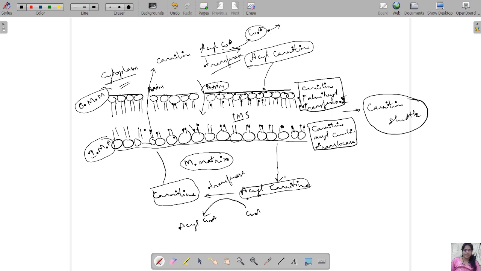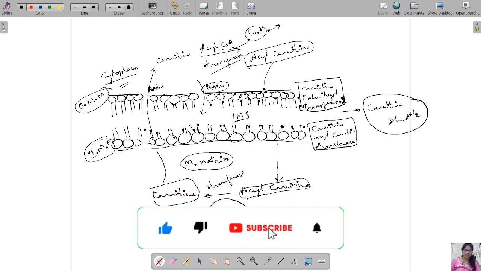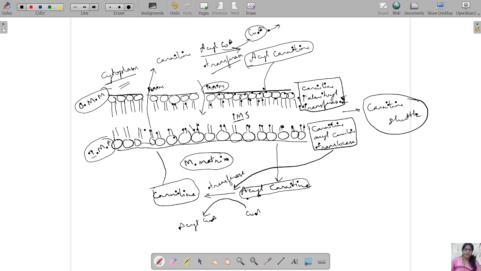Now this acyl carnitine present in the inner mitochondrial membrane has to be regenerated, and the acyl CoA has to be regenerated for further use. So here comes the enzyme called carnitine acyl transferase. This is the enzyme that plays an important role where the acyl carnitine is converted into carnitine. This carnitine is again utilized by the acyl CoA so that it converts itself into acyl carnitine, allowing the acyl CoA to enter into your matrix.